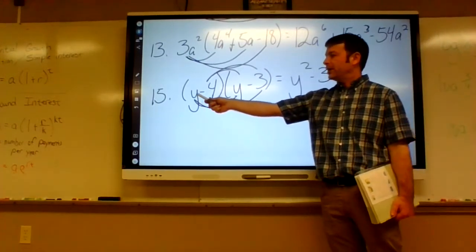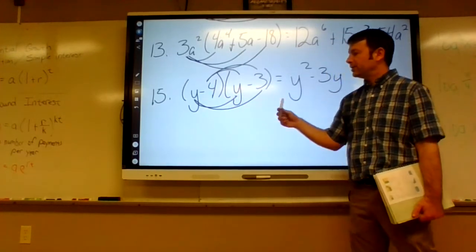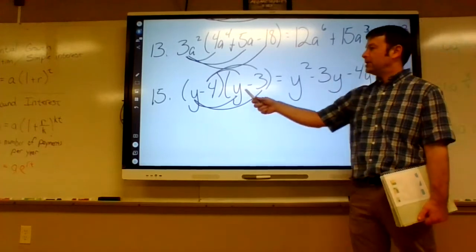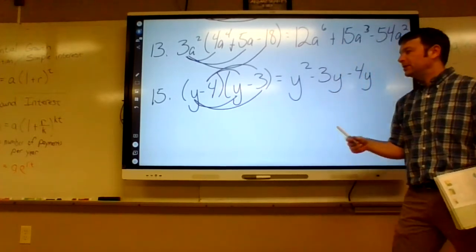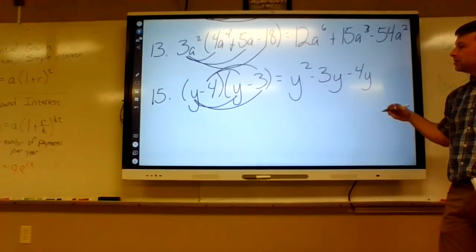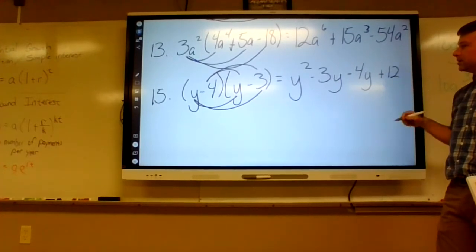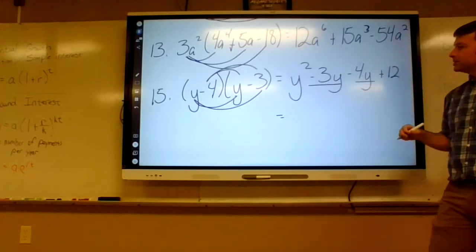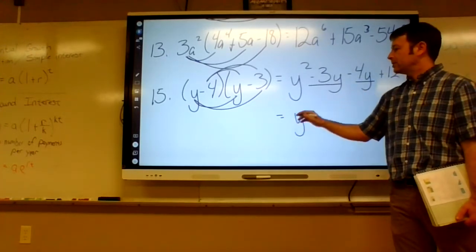Okay, so we're done with the y, then the negative 4 times y, negative. And then negative 4 times negative 3, plus. Okay, now what? You add the like terms. What's negative 3y minus 4y?